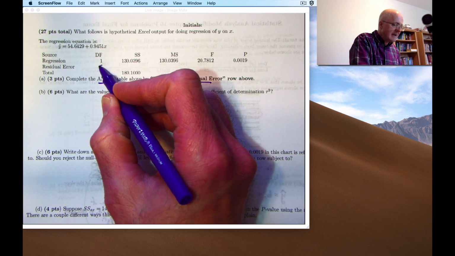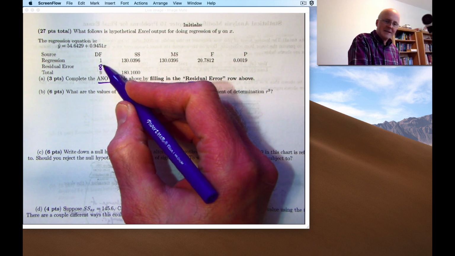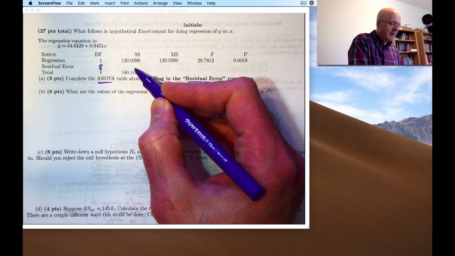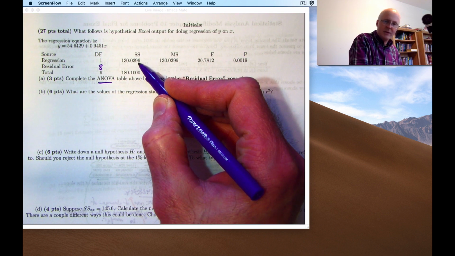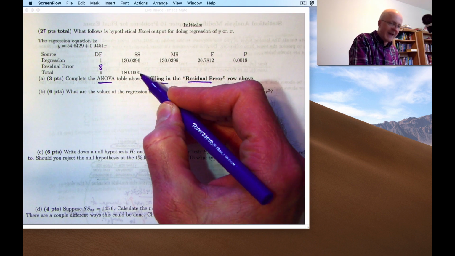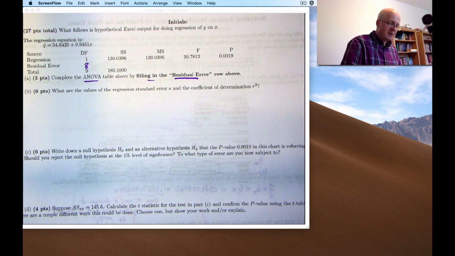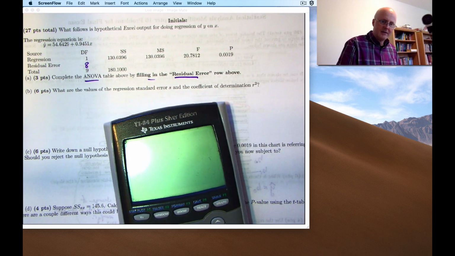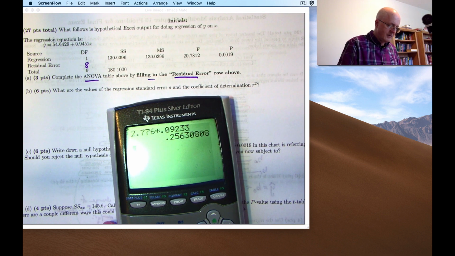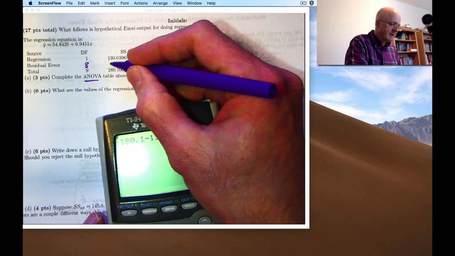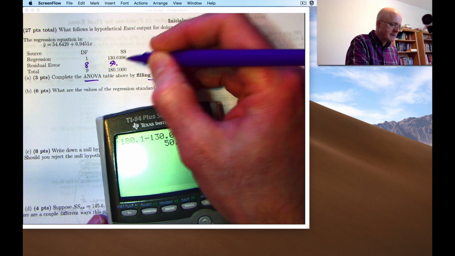You have to put an 8 here, so that 1 plus 8 equals 9. What do you have to put here to make 130.0396 plus it equal that? Well, do a subtraction to figure it out. You can maybe even do it in your head. I'll quickly use a calculator. 180.1 minus 130.0396 is 50.0604.